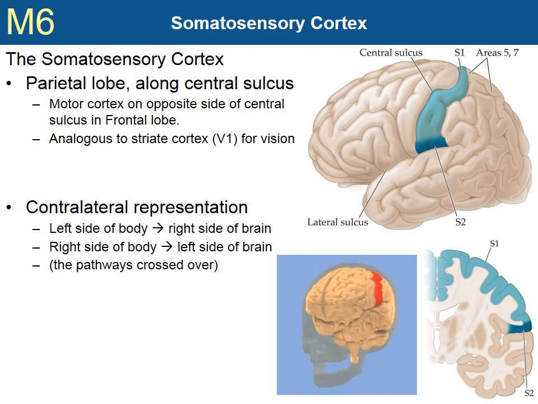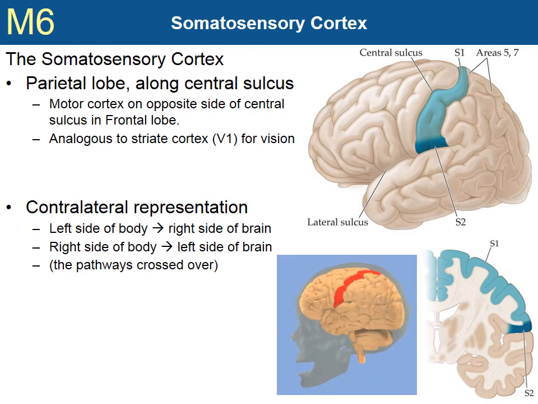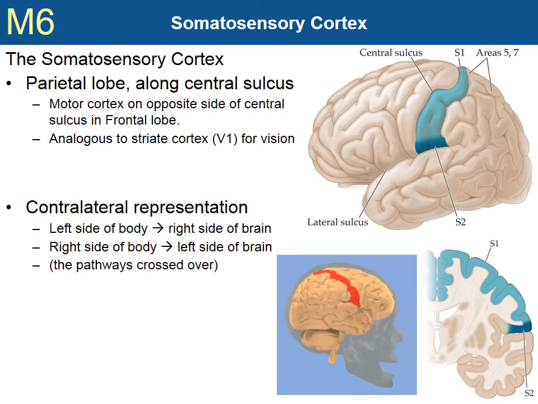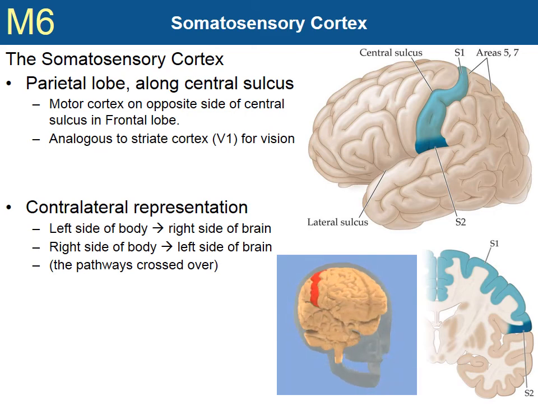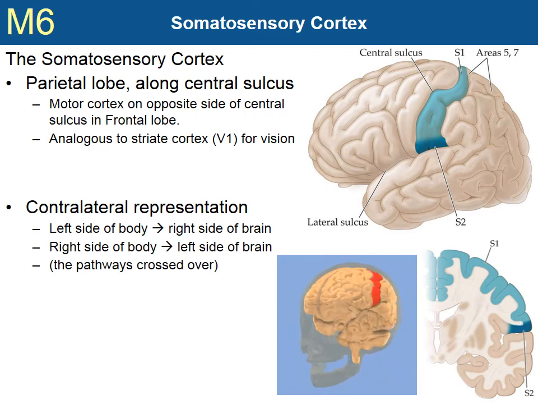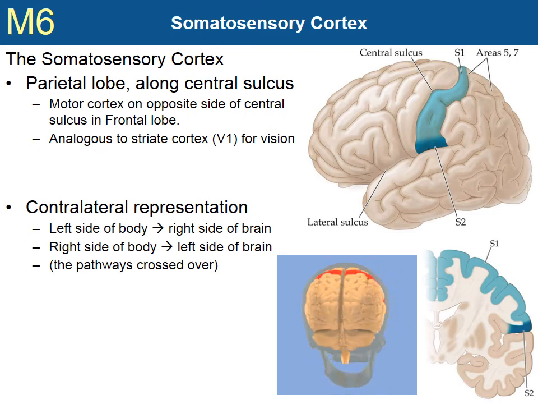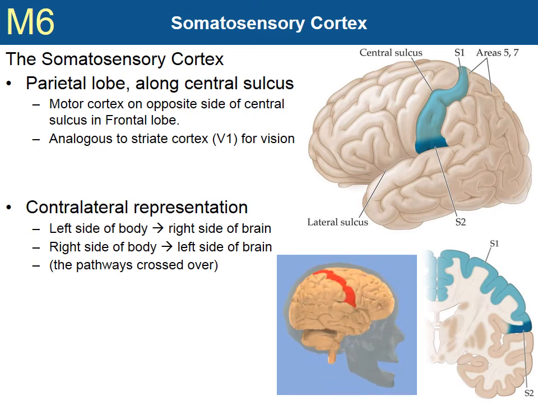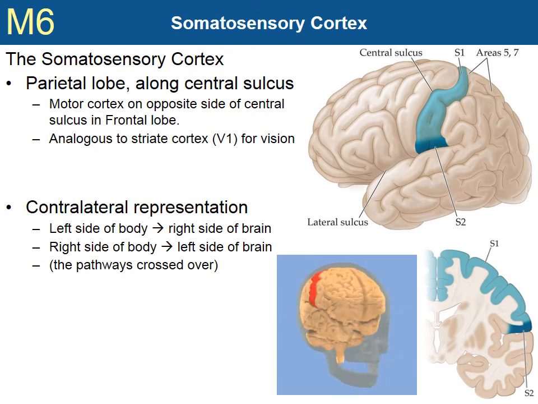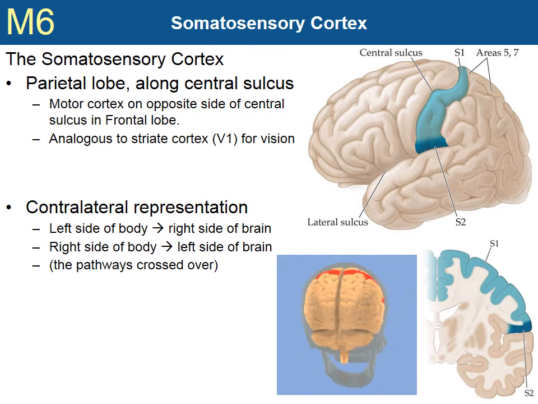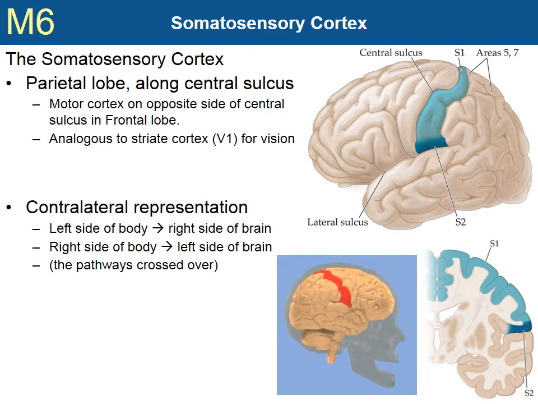Remember that when we discussed the DCML and spinothalamic pathways, we mentioned that the fibers crossed over to the opposite side of the body. That means that somatosensation is contralaterally represented. That is, the left side of the body is sensed by the right hemisphere of the brain, and the right side of the body is sensed by the left hemisphere of the brain.